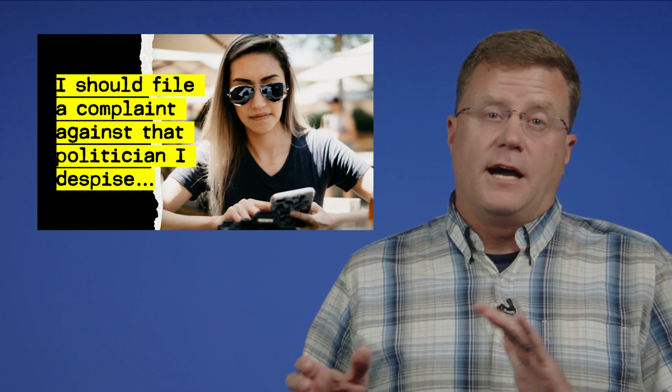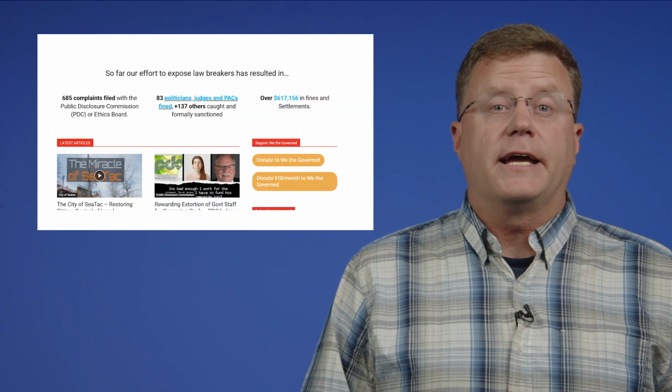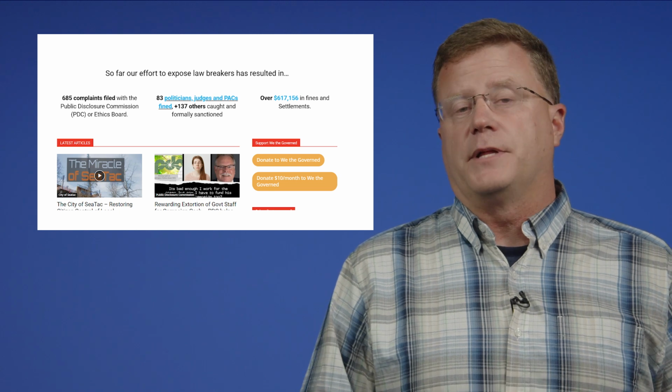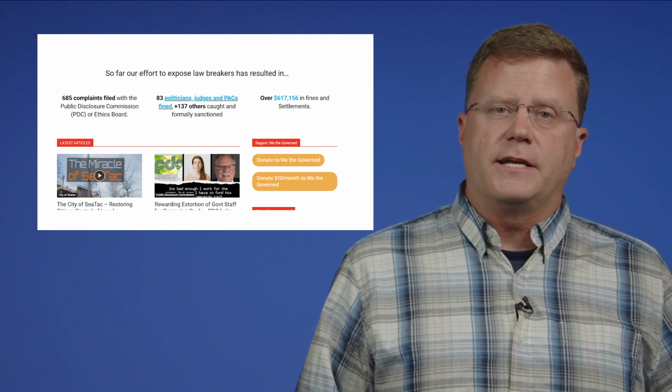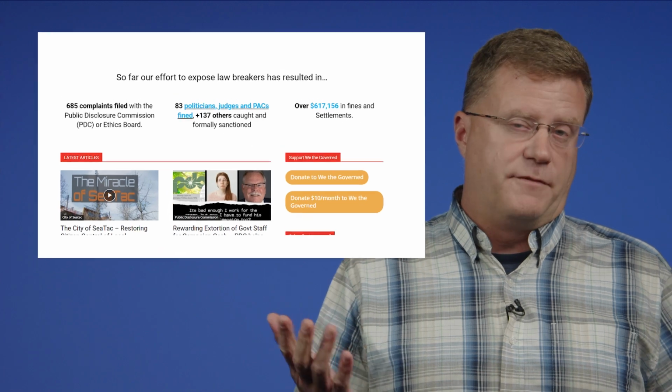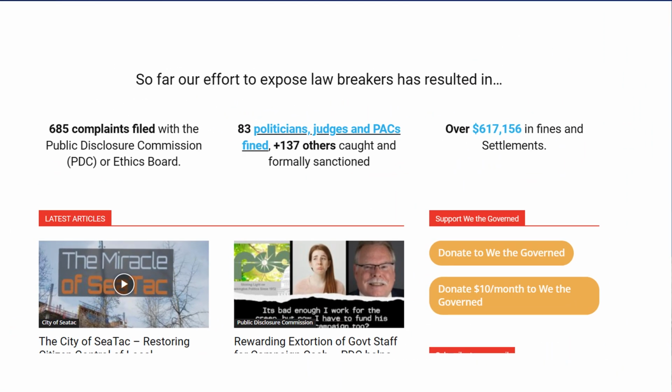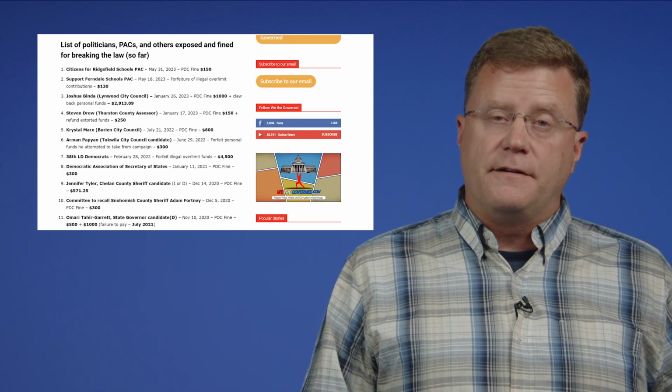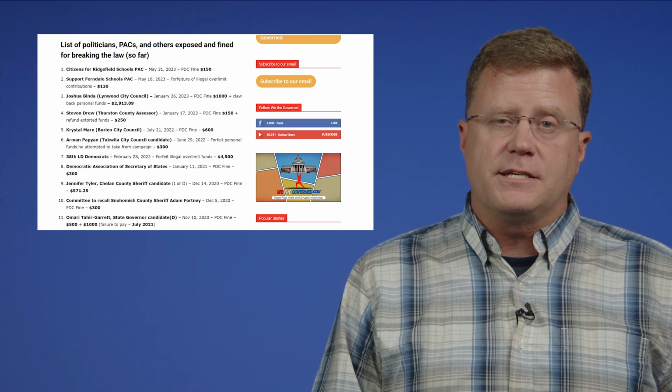Now, I believe that I'm a good person to teach you this skill because I have more experience filing these campaign finance complaints in Washington state than any other person right now. At the time that I'm filming this video, I have filed about 685 to 690 complaints or so. So far, my complaints have resulted in about 220 politicians, judges, PACs, and political parties who have been fined, sued by the AG's office, or sanctioned by the Public Disclosure Commission. At any given point in time, several dozen complaints that I have filed are still in the investigative process.